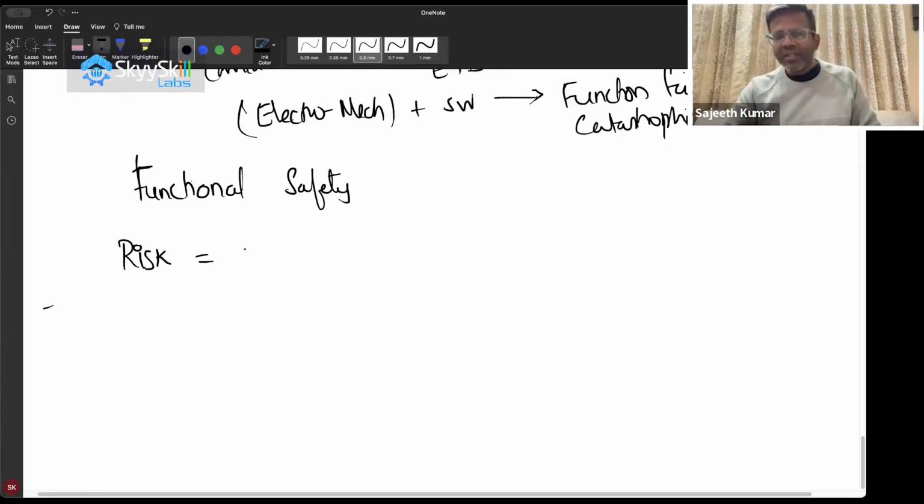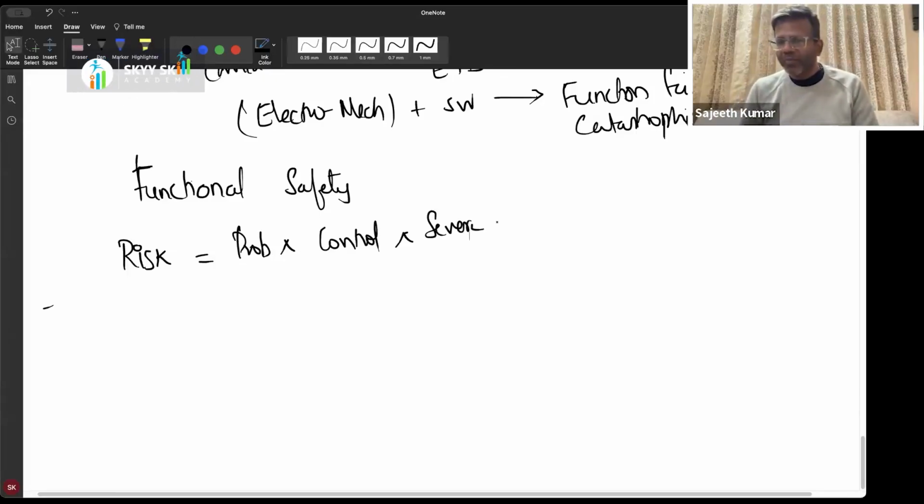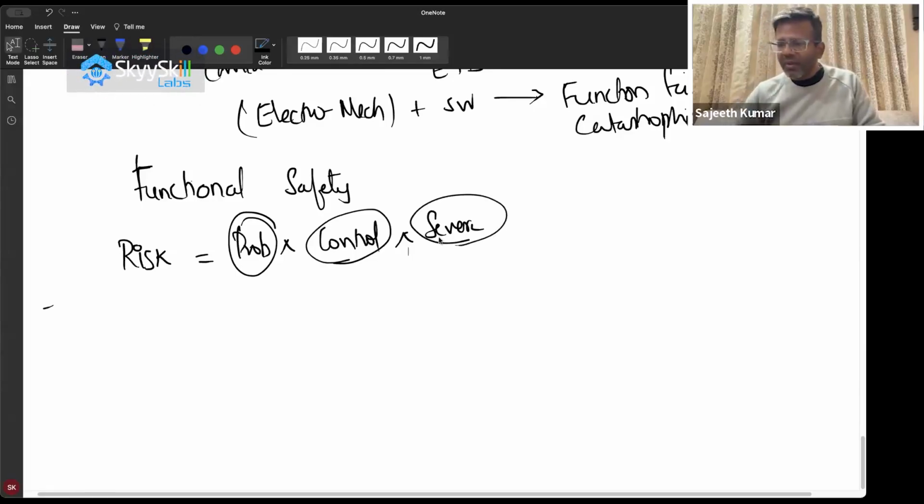So they say risk is a product of three things, right? First one is what is the probability that a failure will occur? If a failure occurs, how is the controllability? Suppose you're not able to control, how severe is the problem going to be? Three things. First one is how often will a problem happen? If the problem happens, will you be able to control it or not? Suppose you're not able to control, will it be severe or not? So this is the functional safety analysis that people do.